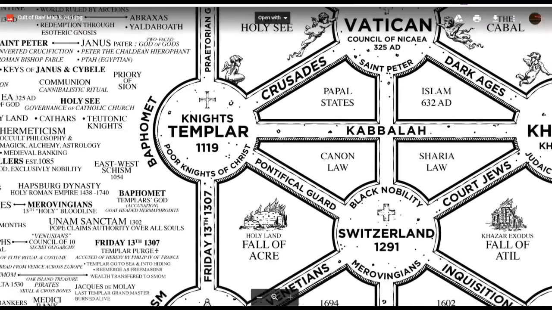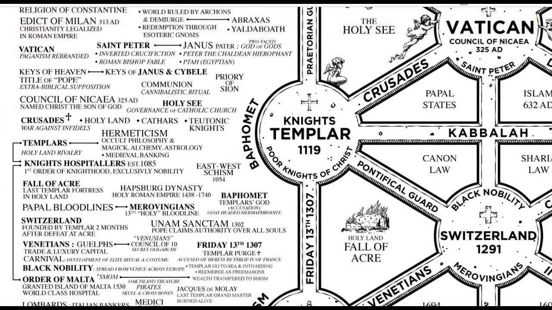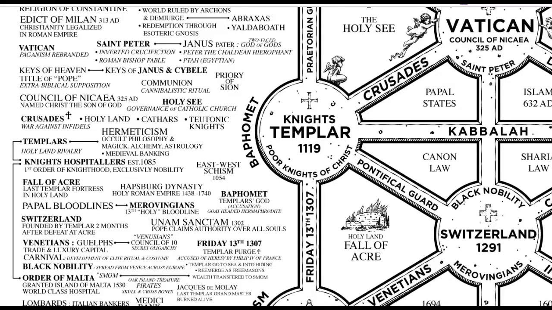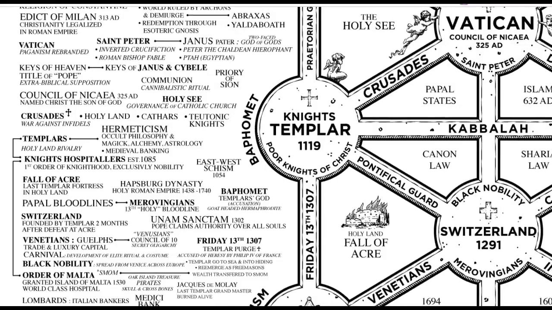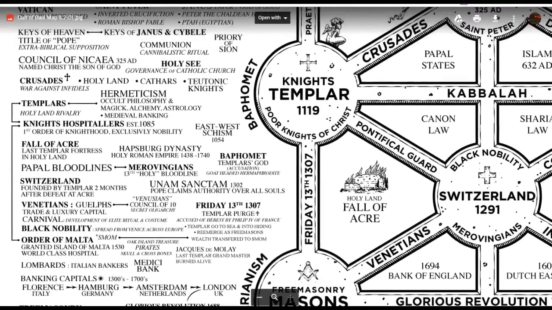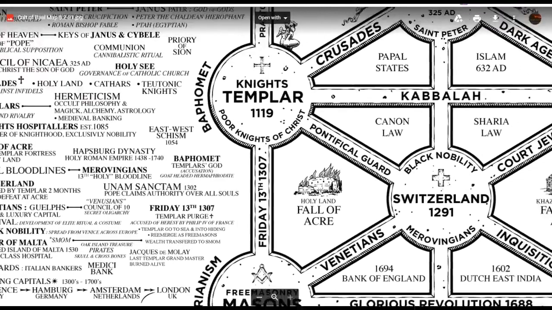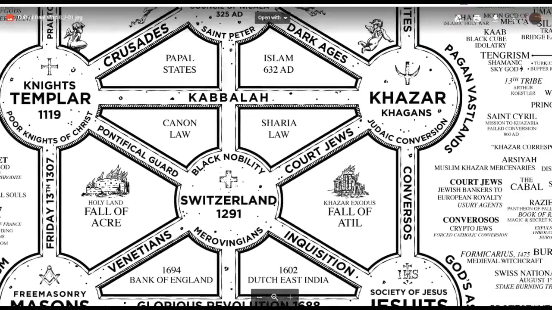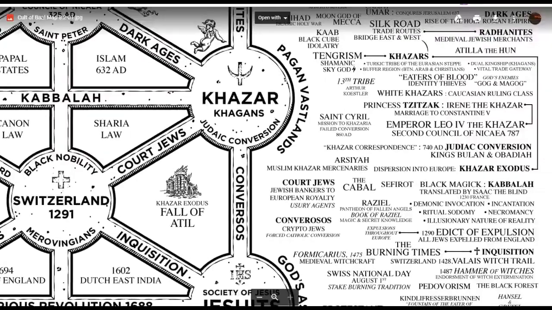But so Islam takes over Israel. The Vatican then eventually does the Crusades to take back the Israel region, the Holy Land. So that's why the Knights Templar are created as the soldiers to retake the Holy Land for the Vatican. I guess I'll try to really briefly mention every point on this main chart because they are kind of interesting and important.